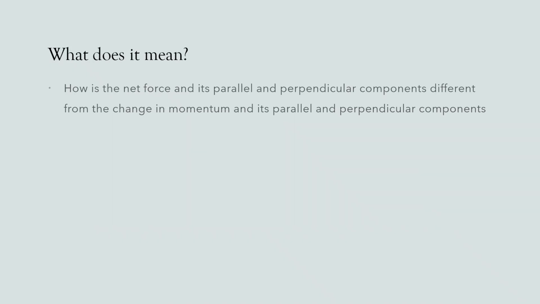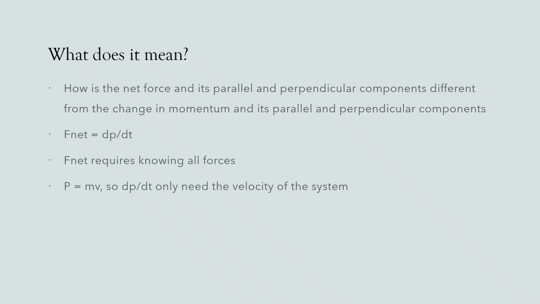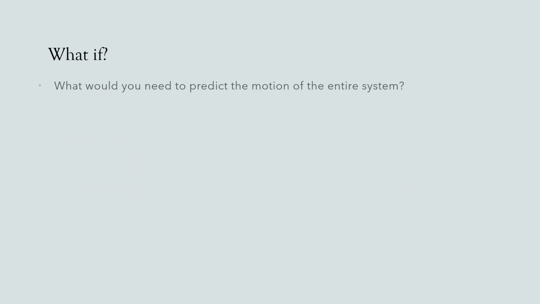So what does it mean that the net force and its parallel and perpendicular components differ from those of the momentum? Well, numerically, the net force does equal the change in momentum over change in time, but for the net force, it requires knowing all forces, although for the momentum, we only need velocity. So for the net force, there can be an object very far away that will still have a small influence on the system. So what if we wanted to predict the motion of the entire system?